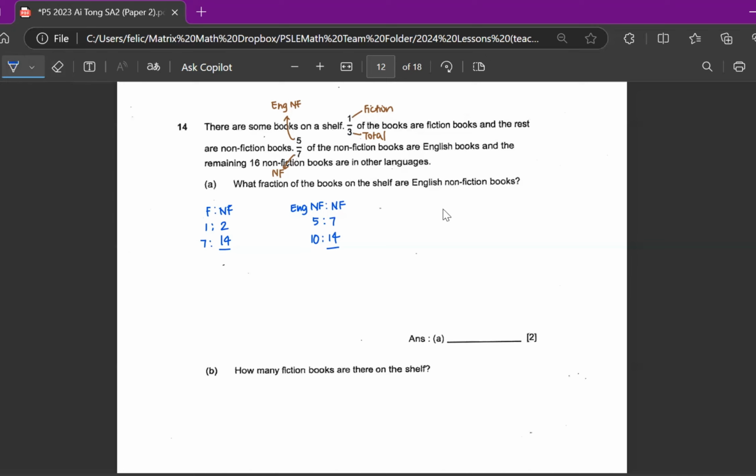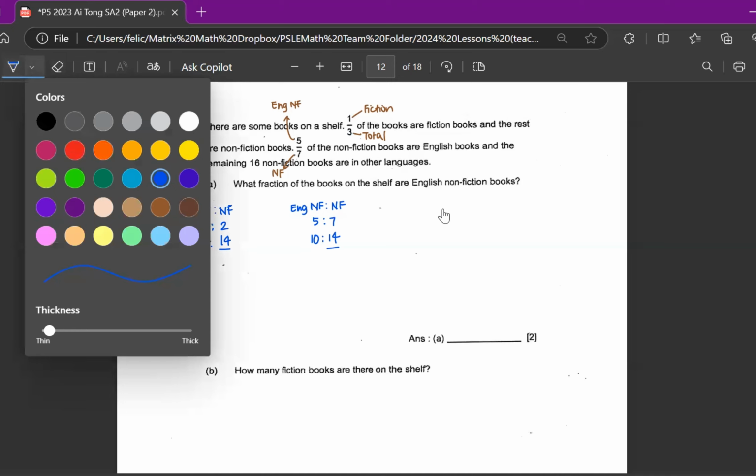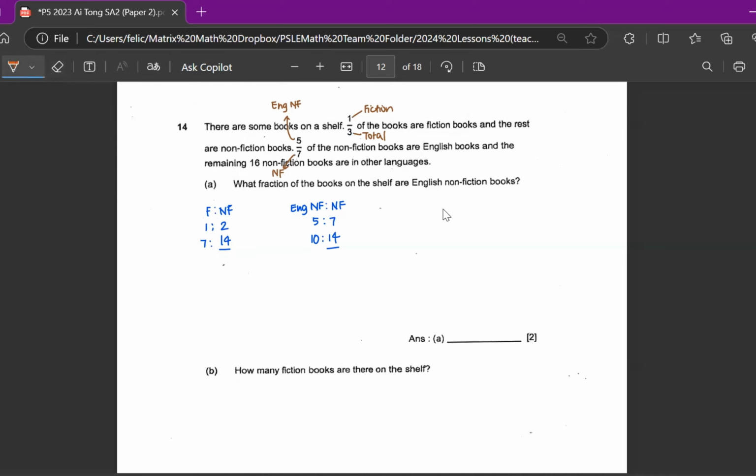So first, let's identify how to create the fraction. English non-fiction has to be the numerator, English NF. Okay, what goes to the denominator? Use the word "of the" something to help you. They say fraction of the books on the shelf. So the books here is referring to the total books. So that's your denominator.